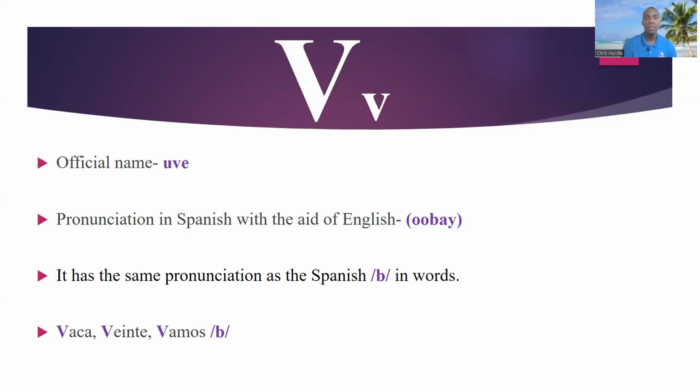So vaca, veinte, vamos. Vaca means cow, veinte means 20, and vamos means we are going. Okay, so that's the first person plural present tense conjugation of the verb ir, which is to go. Okay.